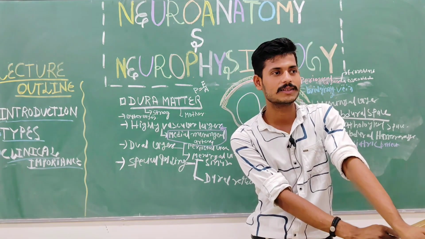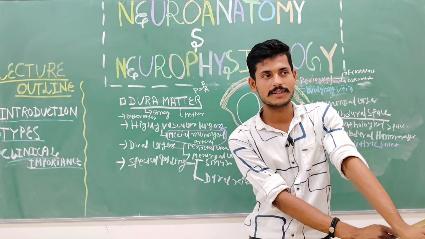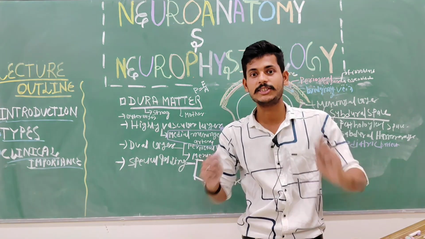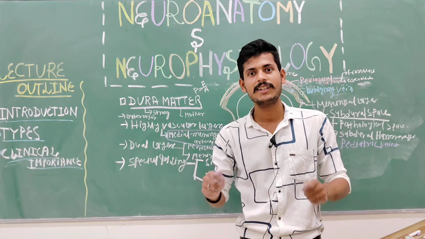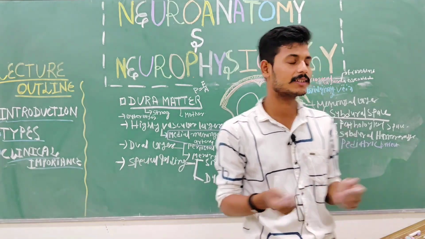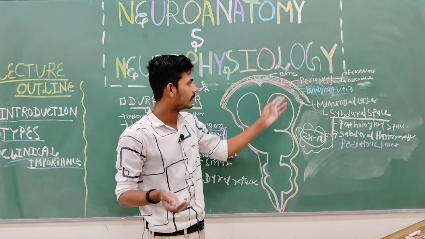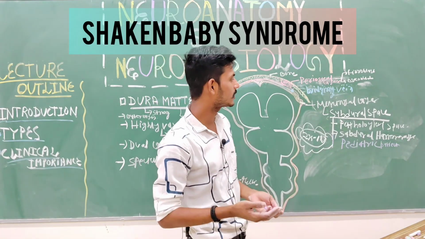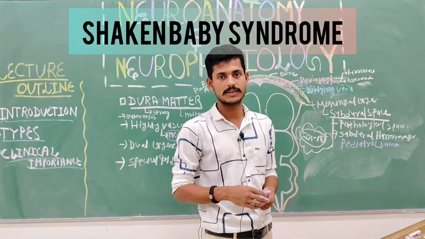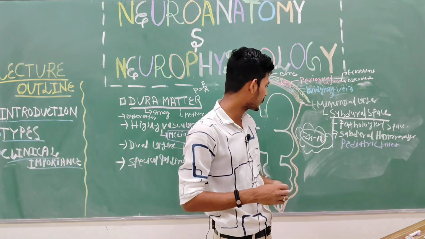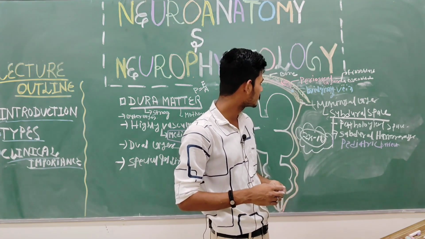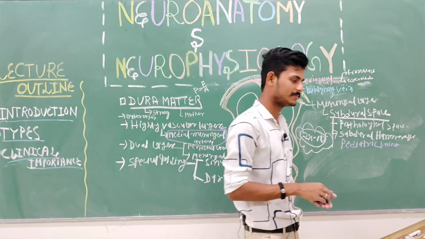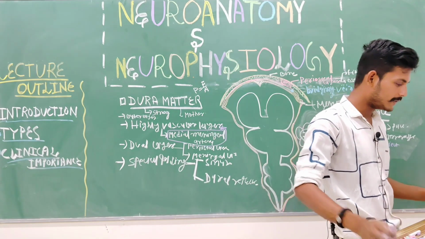And sometimes parents, or the caregivers, lose their patience and shake the child. They shake the child, and due to this shaking there will be rupture of the bridging vein. There will be rupture of the bridging vein, which leads to the subdural hemorrhage. Understood? So for God's sake, please behave politely with the children.